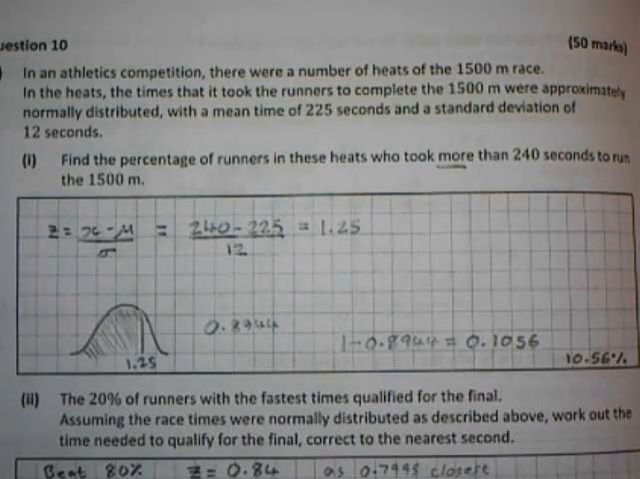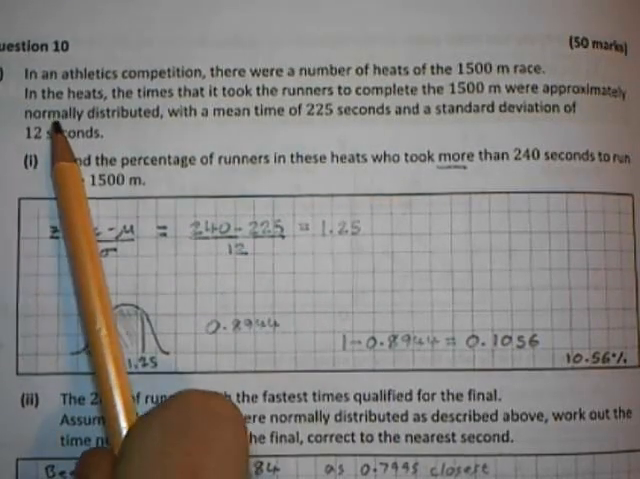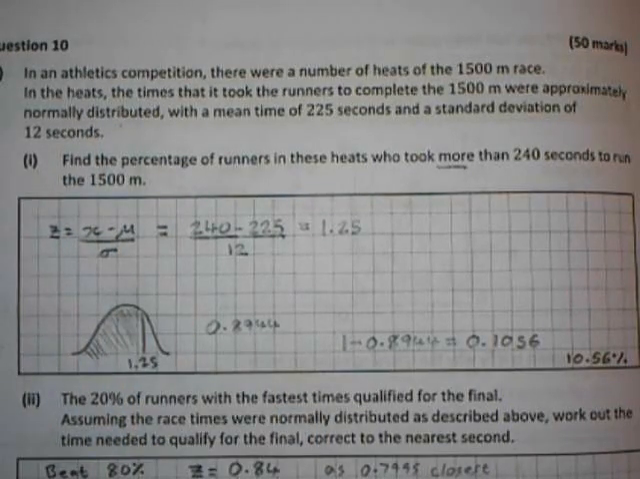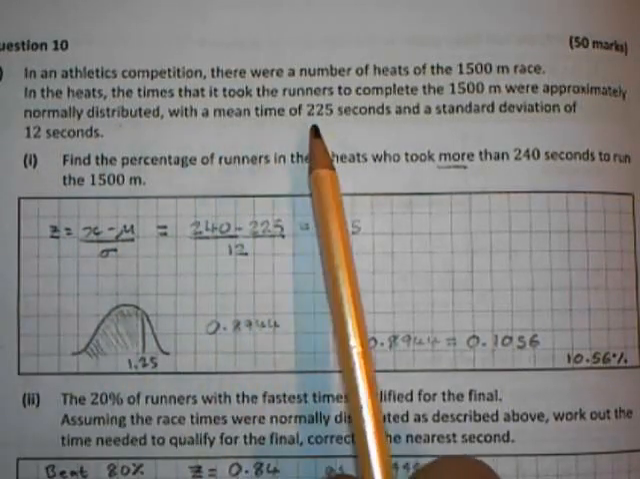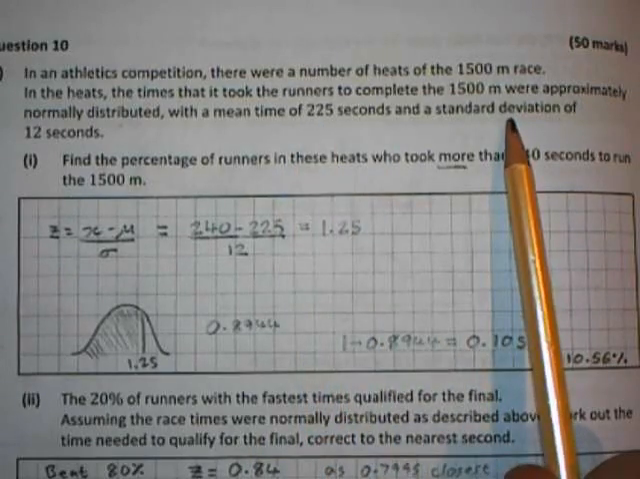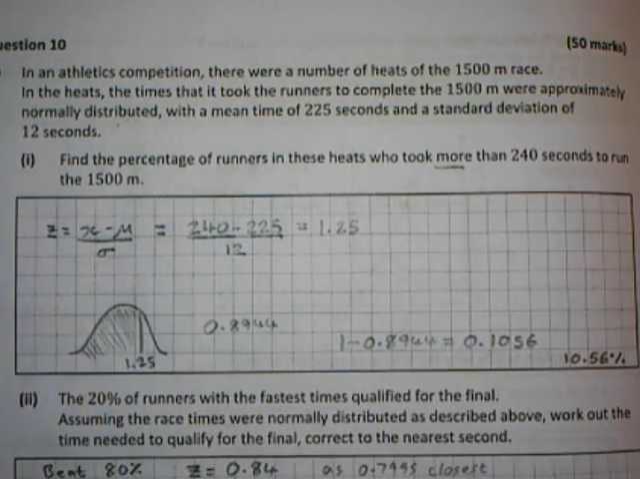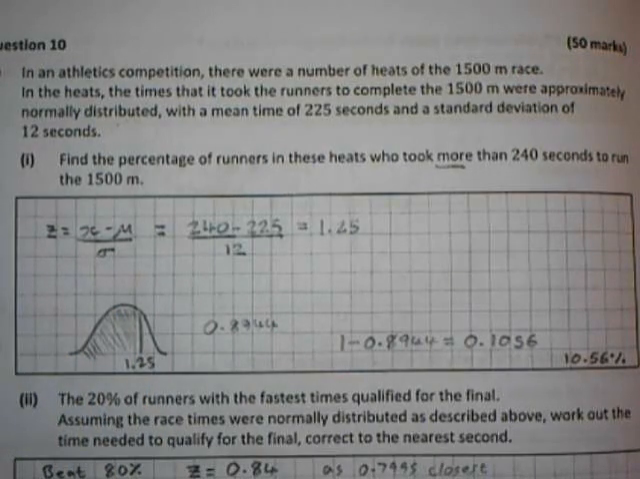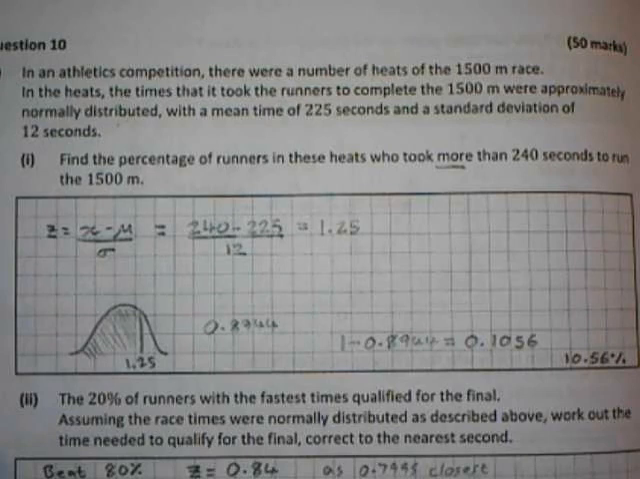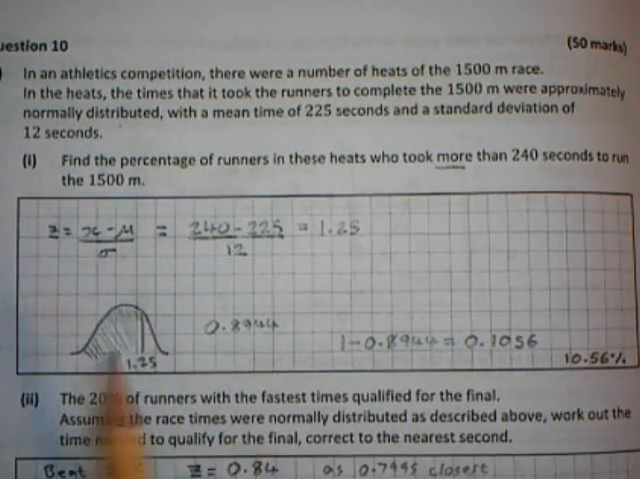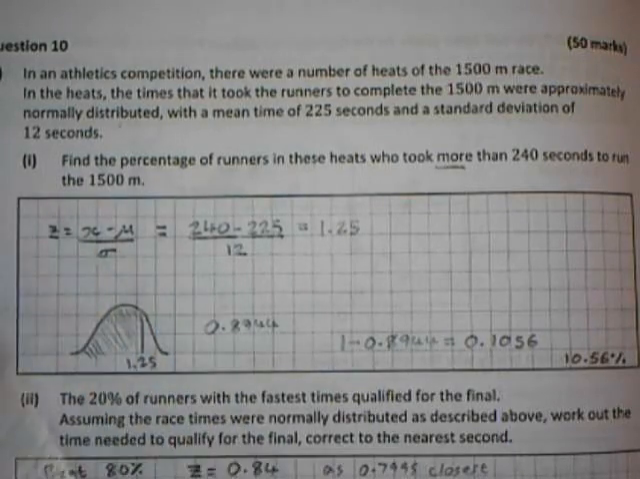On to question 10, the last question. So, normally distributed. Normally distributed is z-scores. So they give you the mean, they give you the standard deviation. So we're going to put this in. They don't say that they took a sample of runners. If they said, okay, we took a sample of 40 runners, then we're going to use the one with square root n down here. But because they haven't said that, we're going to use this more simple one.